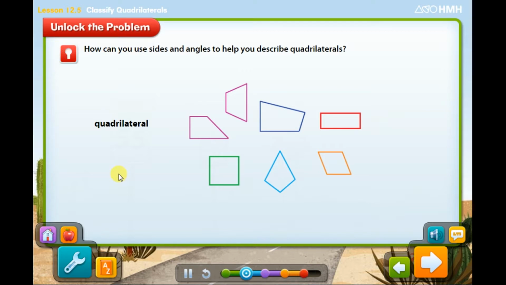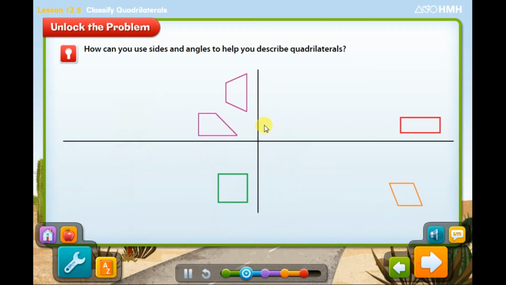First, we describe any shape by counting how many sides and how many angles it has. And as I said, the number of angles is equal to the number of sides. So all shapes here have four sides, and of course the number of sides equals the number of angles, so each also has four angles. Here is an angle, here is an angle, here is an angle, and here is an angle. Now we will learn how you can use sides and angles to help you describe quadrilaterals.